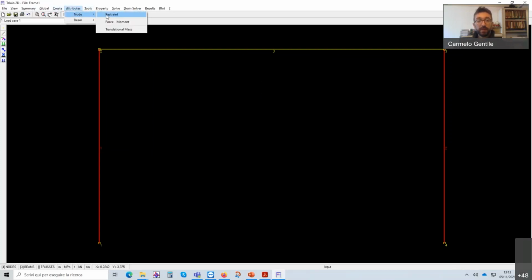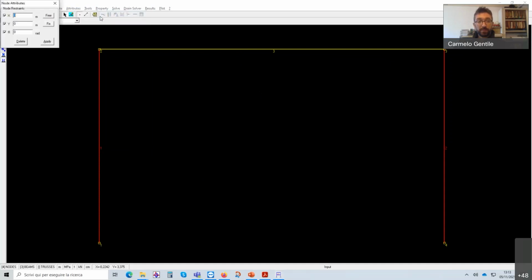So attribute restraint. Here we have a hinged section at the base of the first column. So x and y displacement are fixed, equal to 0, whereas the vertical support in the second one. Okay.